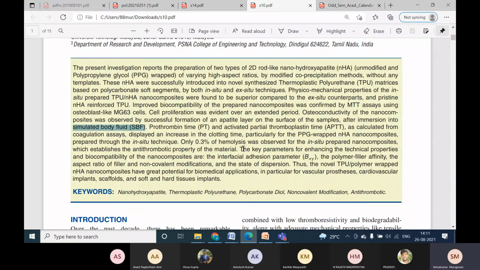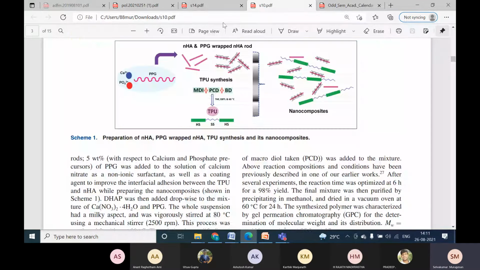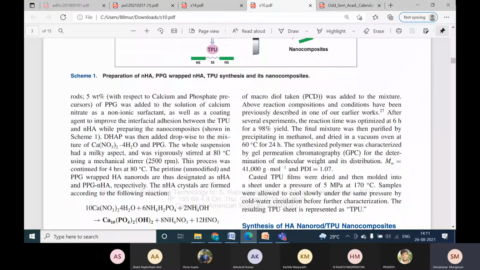So finally, we have derived some thermodynamic aspects, like the interfacial adhesion parameter, in the sense of how the polymer-filler affinity is happening for different fillers or different nanocomposites prepared. All right. So now you can have a look at how the materials were prepared, what the precursors are, how the nanocomposite was prepared. I'll upload this paper and then you just read these things.